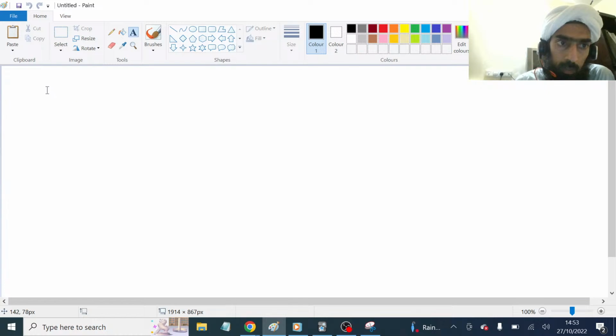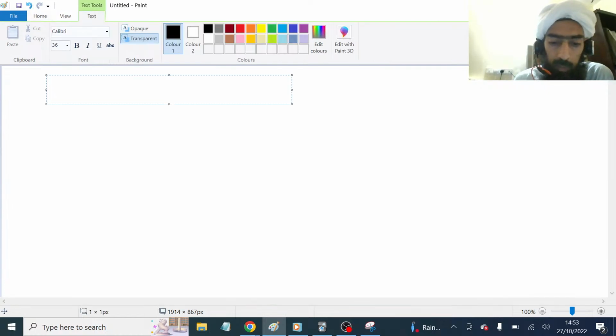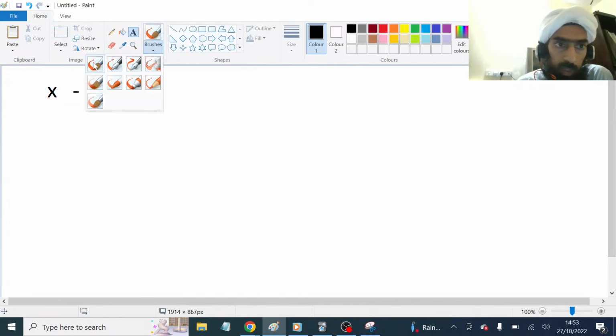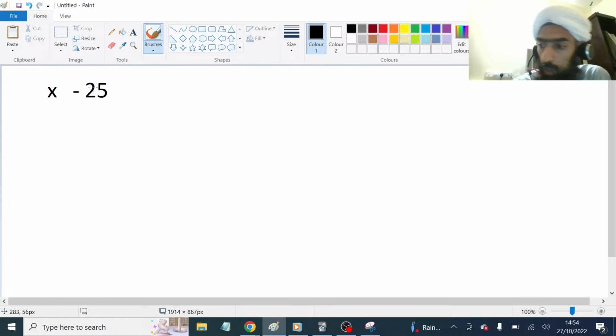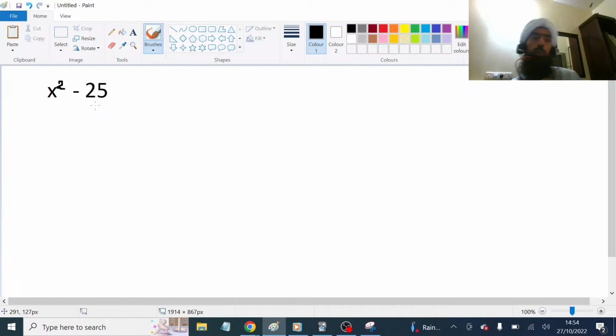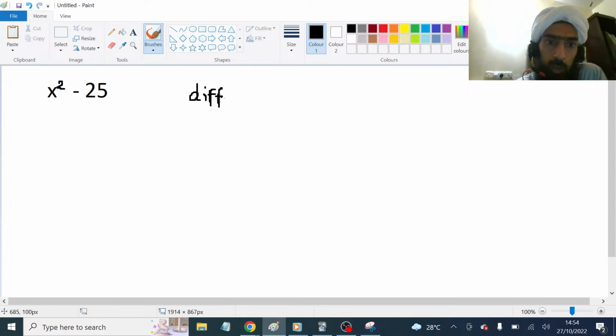Bismillah ar-Rahman ar-Rahim. We are looking at factorizing, but this time it's looking a little bit different because we don't have so much as before. So this one is asking us to factorize into double brackets, but we seem to only have two terms rather than the three that we normally have. So x squared minus 25. This is known as the difference of two squares.